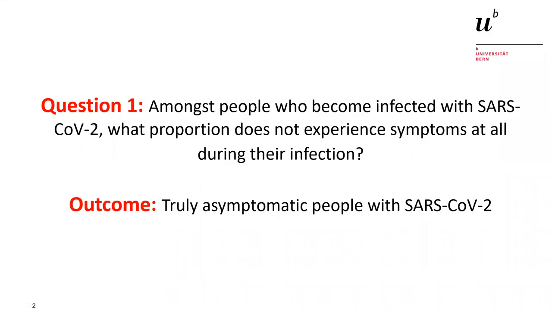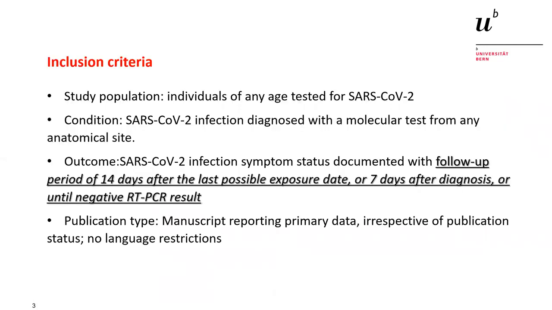Amongst people who become infected with SARS-CoV-2, what proportion does not experience symptoms at all during their infection? The outcome: truly asymptomatic people with SARS-CoV-2. The inclusion criteria: the study population, individuals of any age tested for SARS-CoV-2. The condition: SARS-CoV-2 infection diagnosed with a molecular test from any anatomical site.